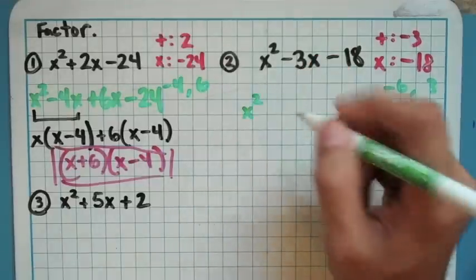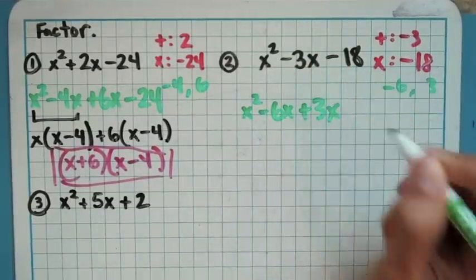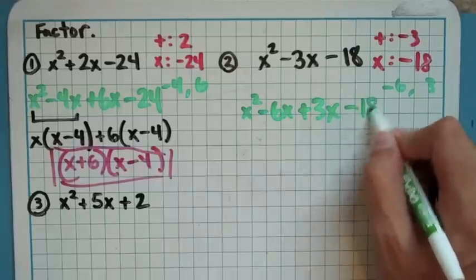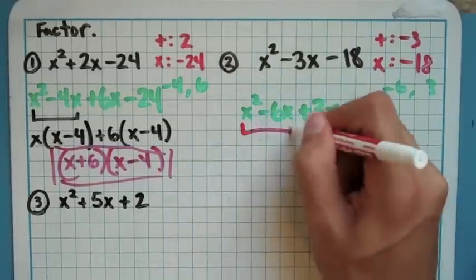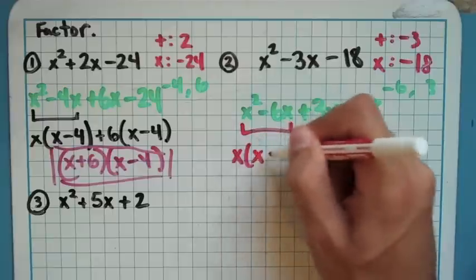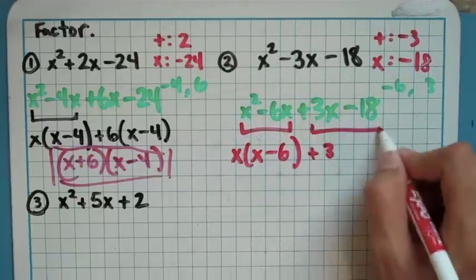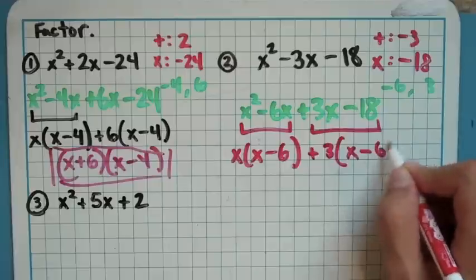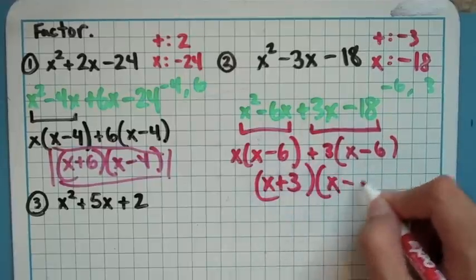So rewriting my problem, I get x squared minus 6x plus 3x minus 18. I got to look at what goes into the first 2. Take an x out. I have x minus 6 left over. Take a 3 out of the second 2. I have x minus 6. My answer is x plus 3 times x minus 6.